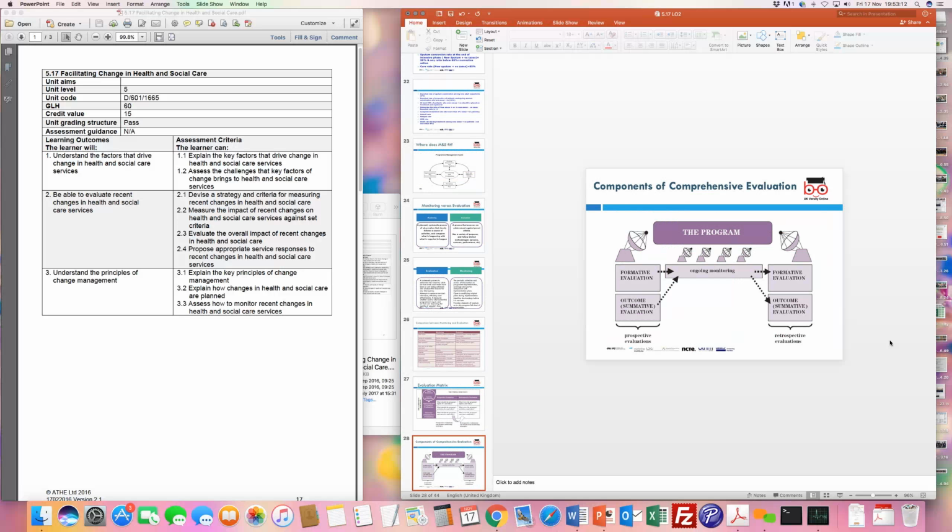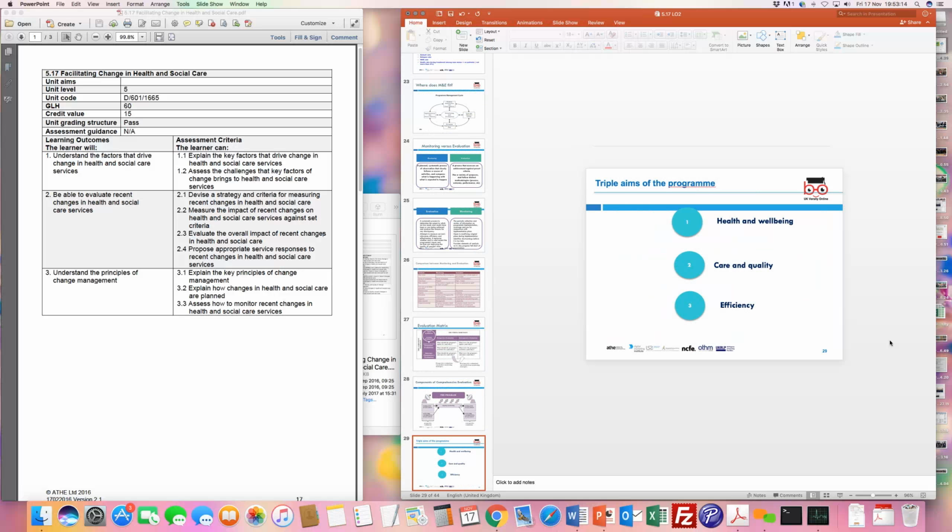Now these slides, specifically from slide 29 onwards, talk about what changes are happening in health and social care within the UK context, and what the NHS is actually doing to ensure that these changes are appropriate and are able to provide the care and the services required by patients within England and in particular in the UK.